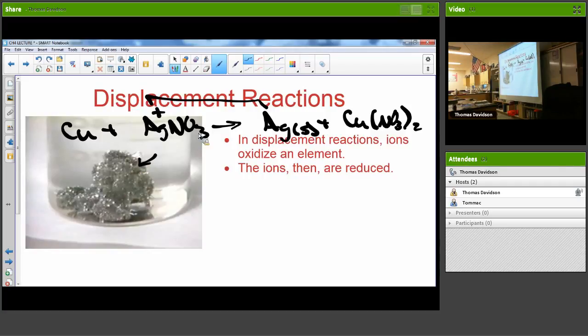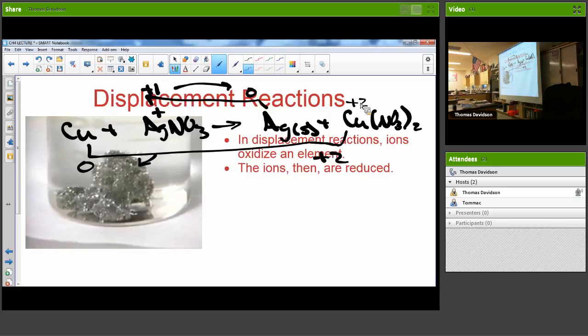So it goes from +1 to 0 or neutral. So +1 to 0. So it did something. And then copper goes from a 0 to a +2. You with me so far? Why is this a 0? Because it's just the element. Why is this a +2? All right, because it's with 2 NO3, that means it is a +2.